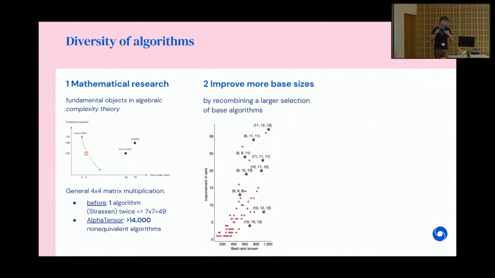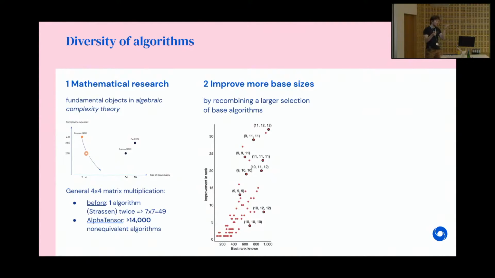But then the second, slightly more practical implication is that when you look at discovering algorithms for small base cases, such as multiplying 2x2, 3x3, and so on matrices, and you discover a diverse set of algorithms for each such base case, then you can look at solving slightly larger base cases, let's say in this case up to matrices of size 12x12 and 12x12.